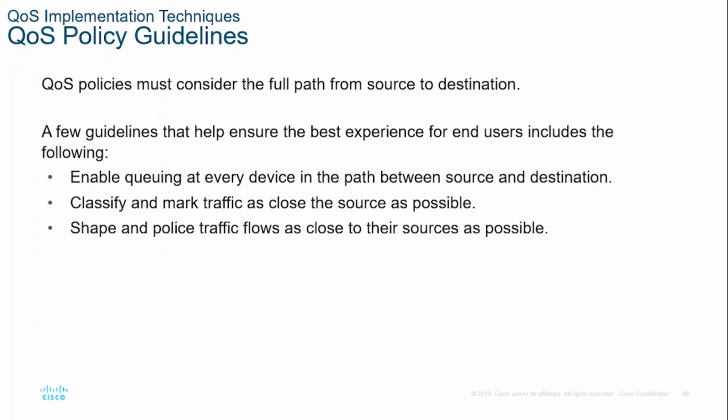Quality of service policies must consider the full path from source to destination. A few guidelines that help ensure the best experience for end users include the following: enable queuing at every device in the path between source and destination, classify and mark traffic as close to the source as possible, and shape and police traffic flows as close to their source as possible.